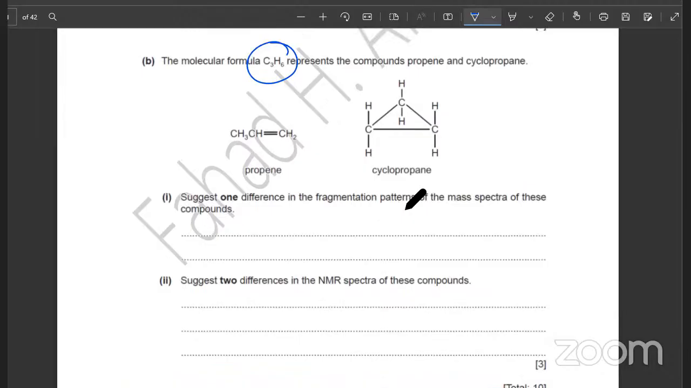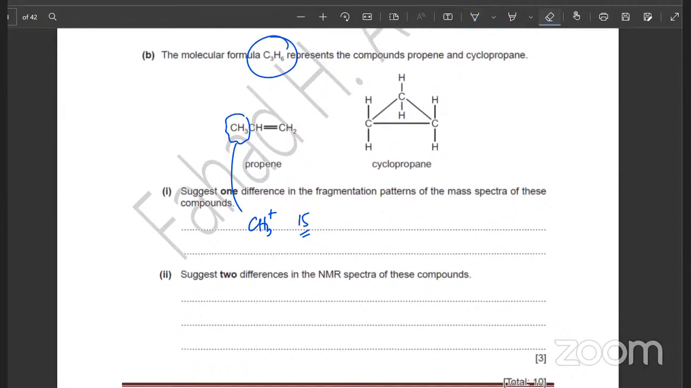One difference in the fragmentation pattern: smaller fragments would be obtained, like CH3. If you obtain a CH3 fragment, you'll detect a particle which has a mass of 15. If you do fragmentation of this and try to detect smaller particles, you'll never get a particle that has a mass of 15, because no smaller piece of the bigger molecule has a mass of 15. It's either 14 or it can never be 15. Is that clear? Yes, sir.